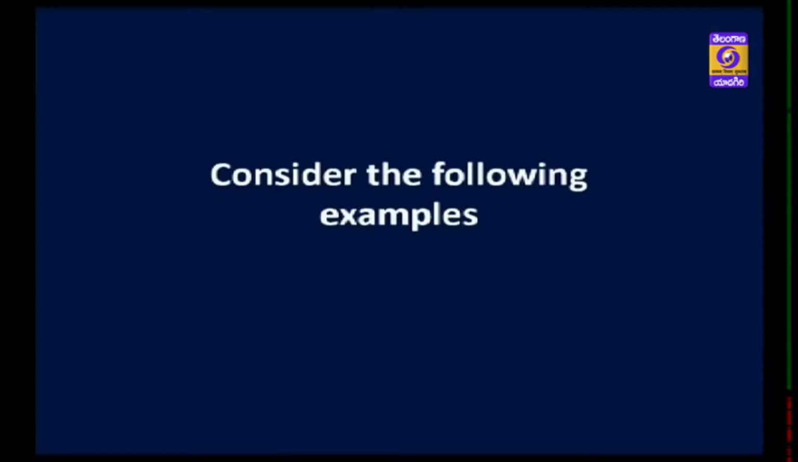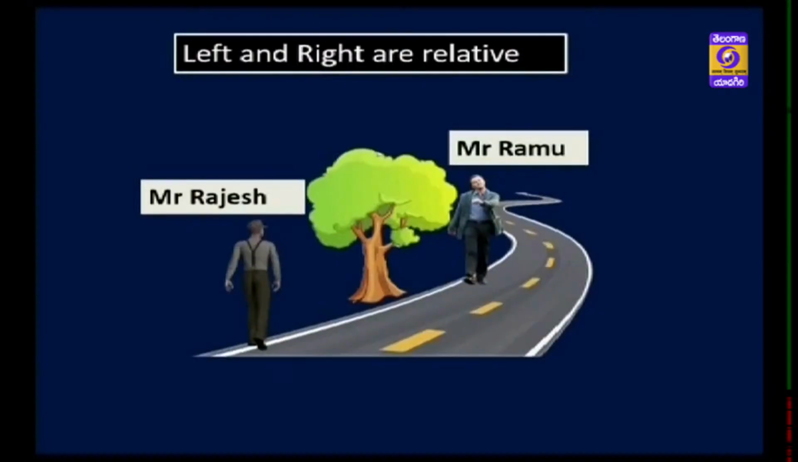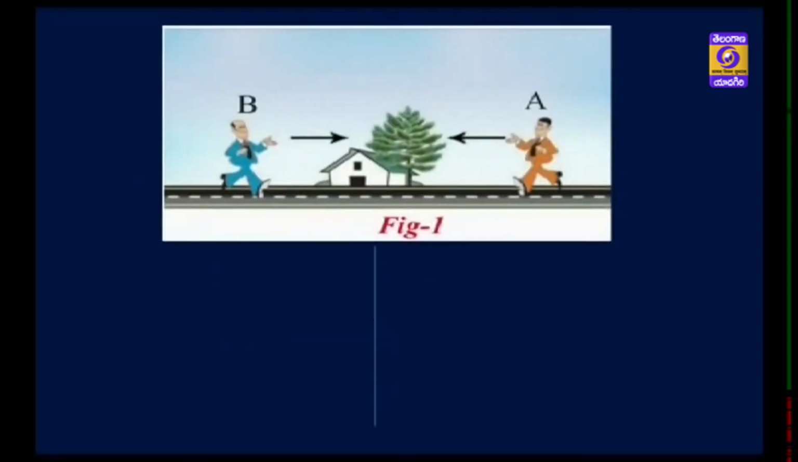Consider the following examples. Now left and right are relative. Here is Mr. Ramu and Mr. Rajesh who are walking in the opposite directions on the road. The tree appears to be on the right of Mr. Ramu, whereas it appears to be left of Mr. Rajesh.